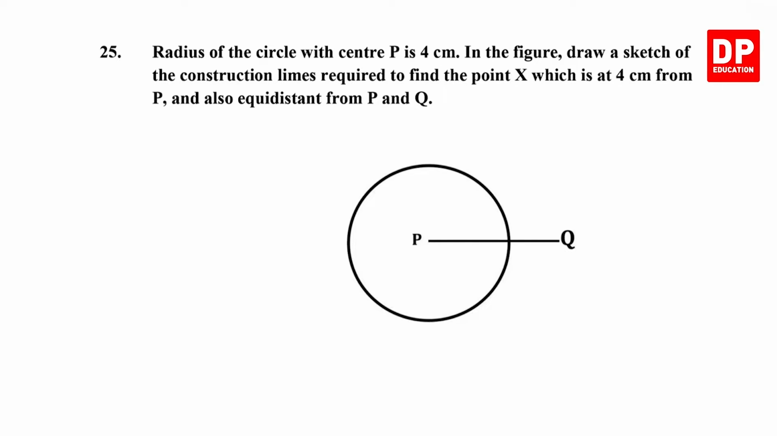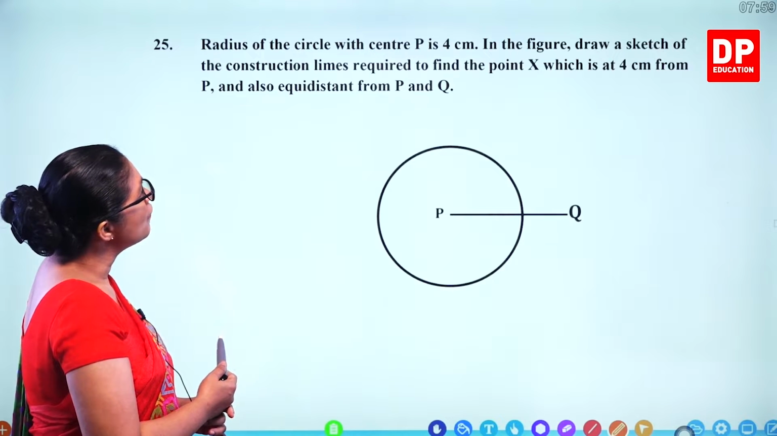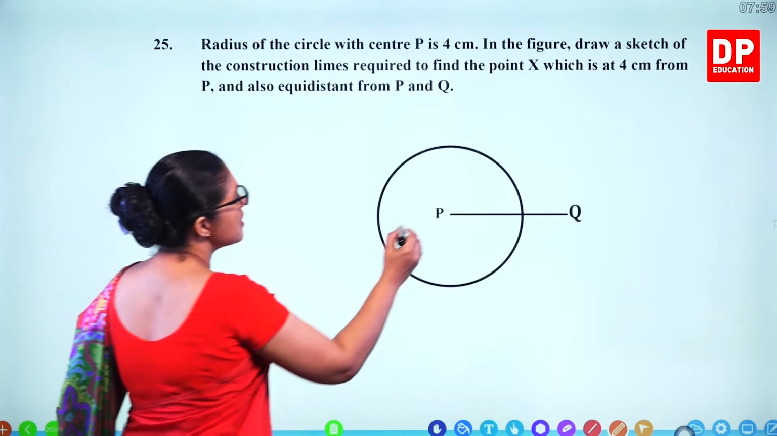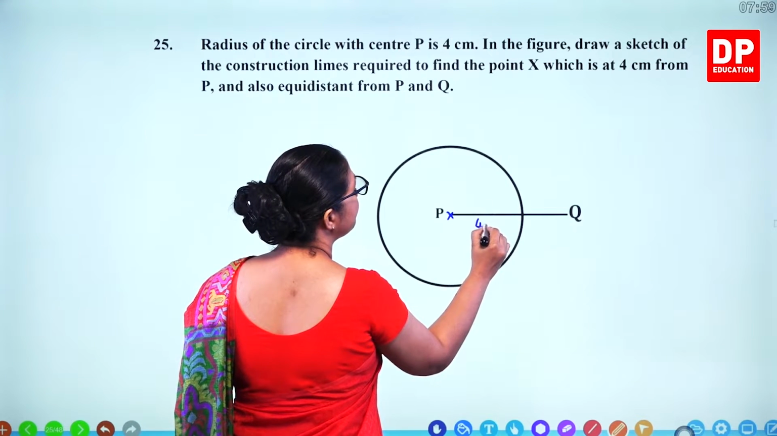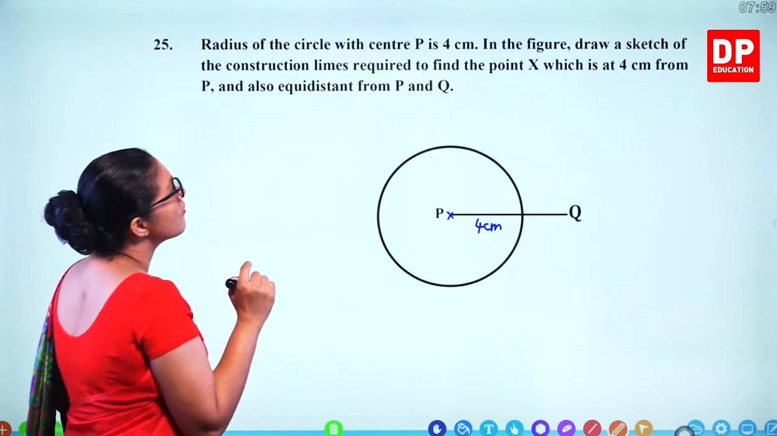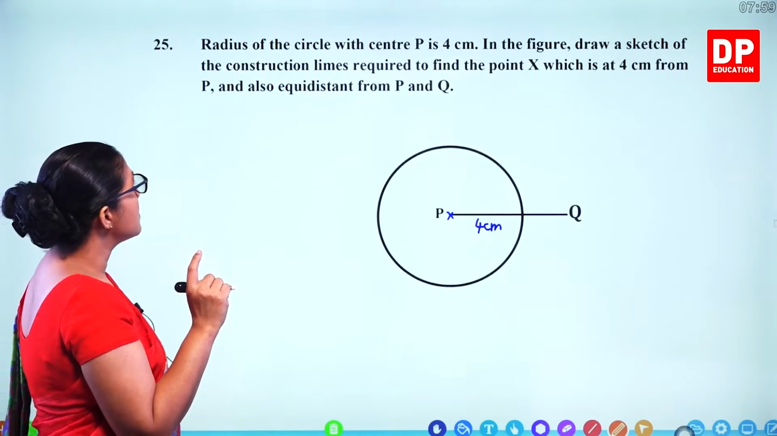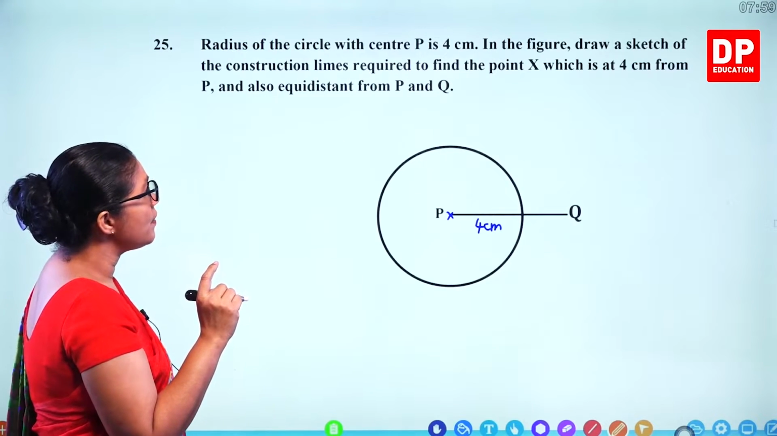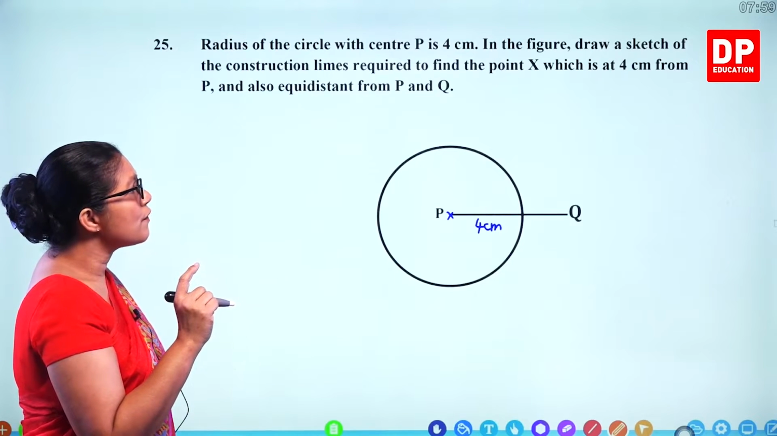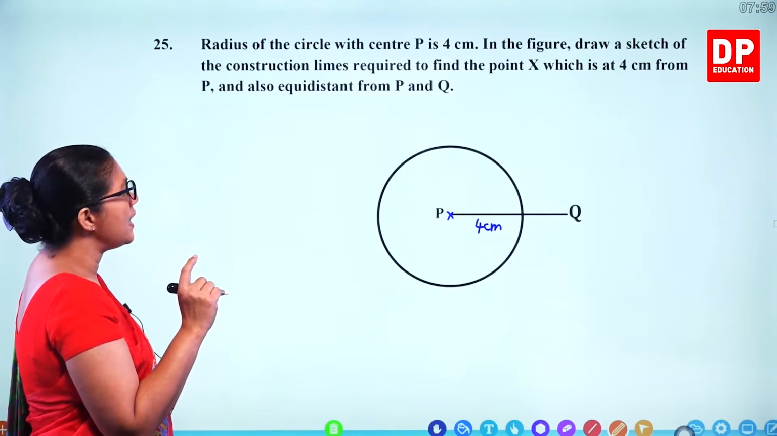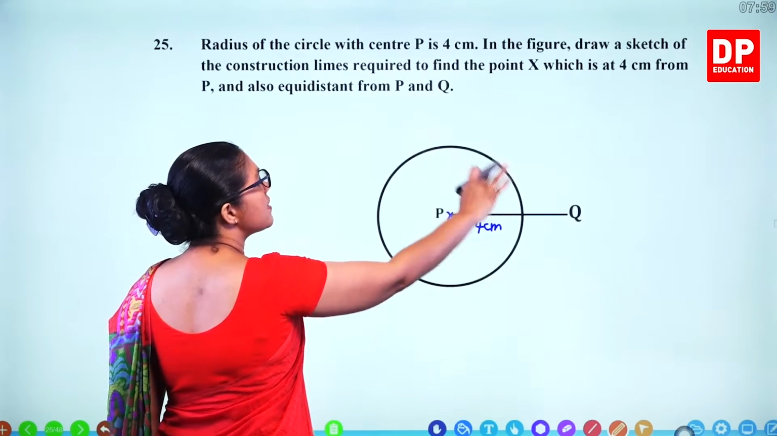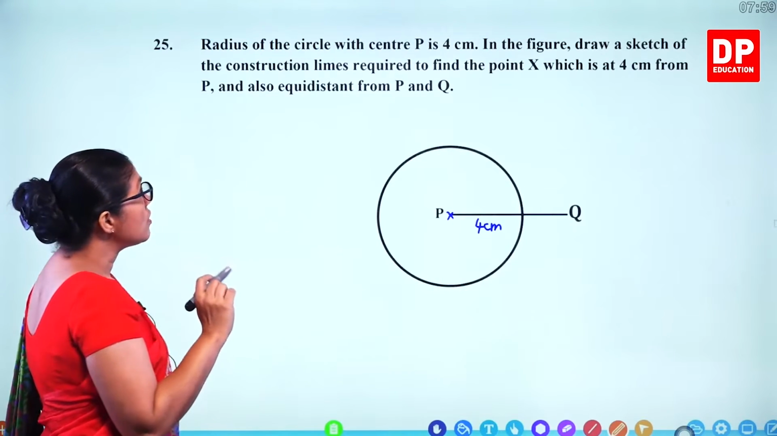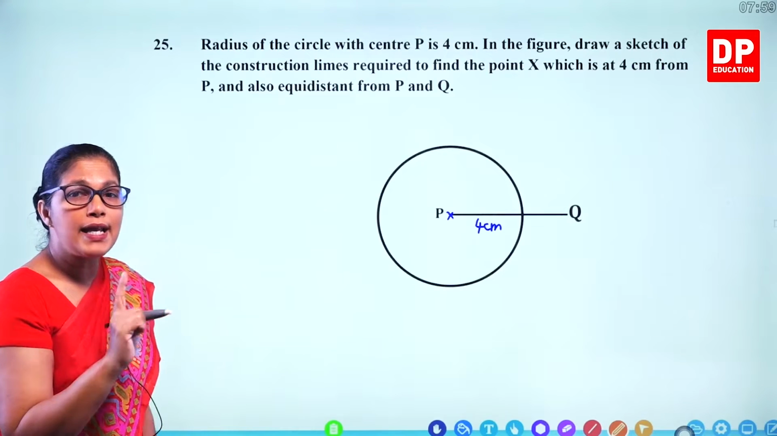Question number 25. Radius of the circle with center P is 4 centimeters. So P is the center and this is 4 centimeters, given. Draw a sketch of the construction lines required to find the point X, which is at 4 centimeters from P. So that means 4 centimeters means on the circle, and also equidistant from P and Q.